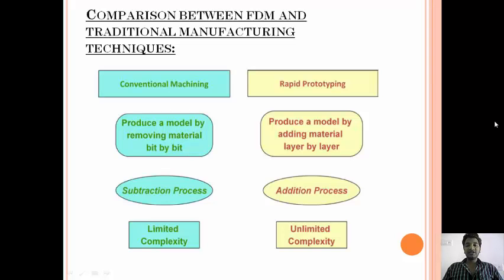FDM is produced by modeling material layer by layer. As I have discussed, in this FDM process the layers are created. The material model is created layer by layer, and the layer by layer deposition of the material takes place. It is an additive process because we add layer after layer as the modeling of one single layer is done. As far as complexity is concerned, the complexity is unlimited, and we can make intricate shapes and unlimited complex objects.